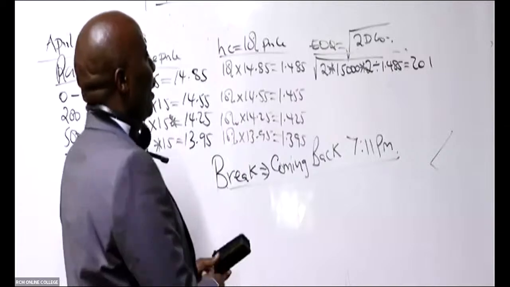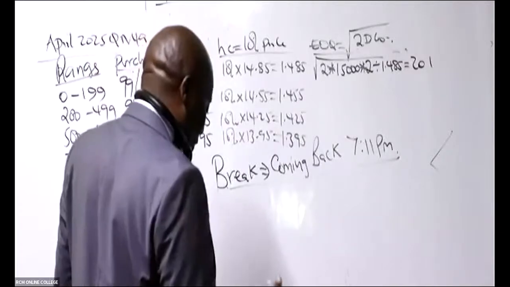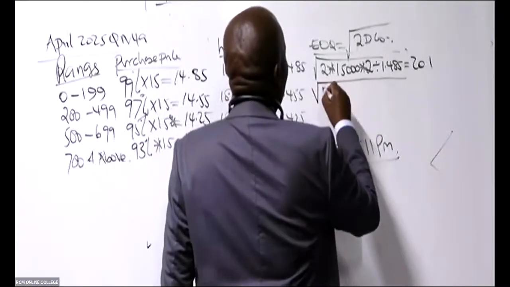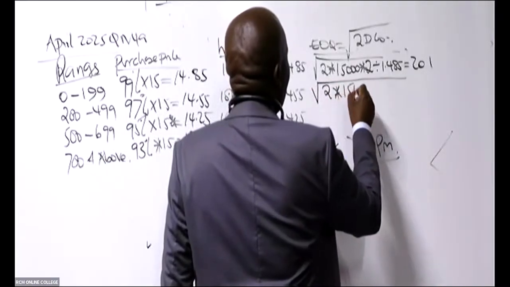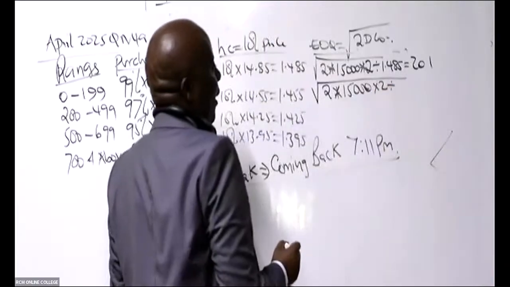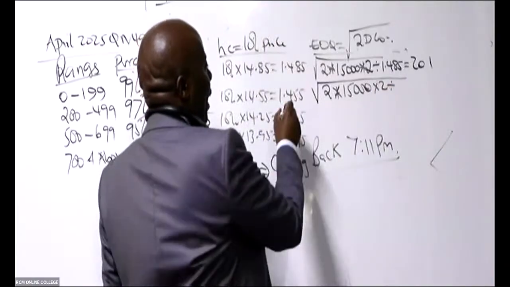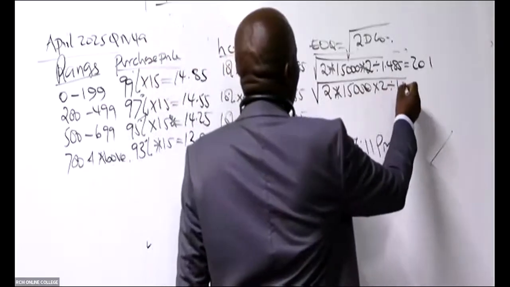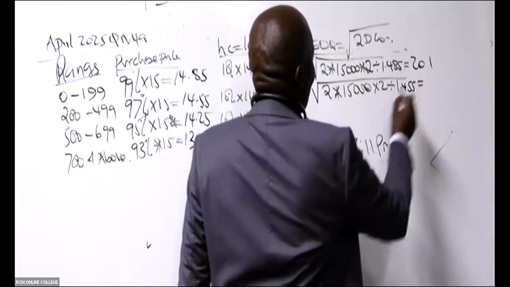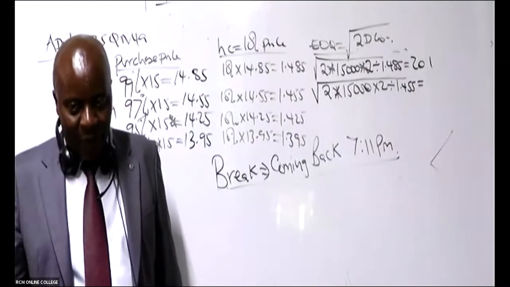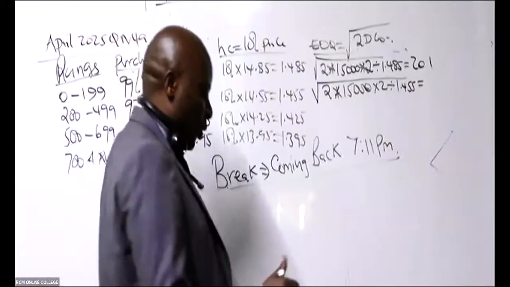All right. Then we come to the second one. So the second one, we have here square root of 2 times annual demand. Cost per order is like that. And then, of course, we have the cost of holding as 1.455. So square root, what number are we able to get? 203. 203.